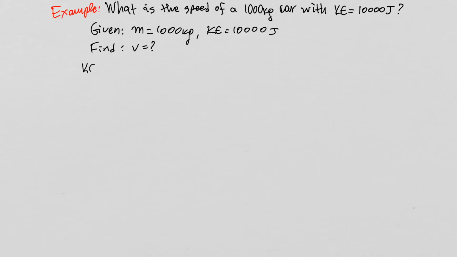So the definition of kinetic energy states that the kinetic energy of this car is equal to the mass of the car times the velocity to the second power divided by 2. So from here, in order to find the speed, I must rearrange the terms and solve for v.